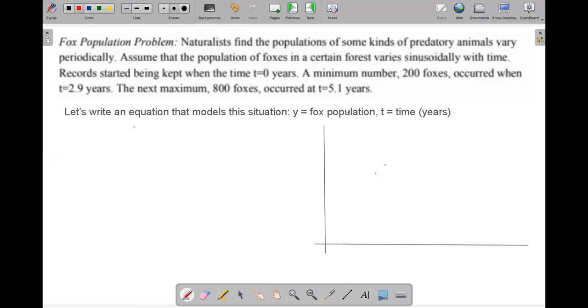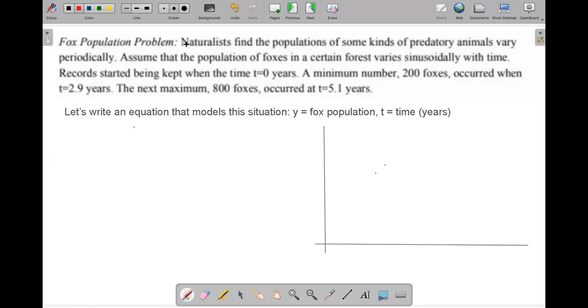All right, we are going to be going over the fourth problem on the harmonic motion problem set. It's going to be the fox population problem. So let's go ahead and read this one. I am going to go through this one a little differently. I'm not going to create a really accurate graph like I have in some of the other ones. I'm just going to use a sketch of the graph to help me write the equation.